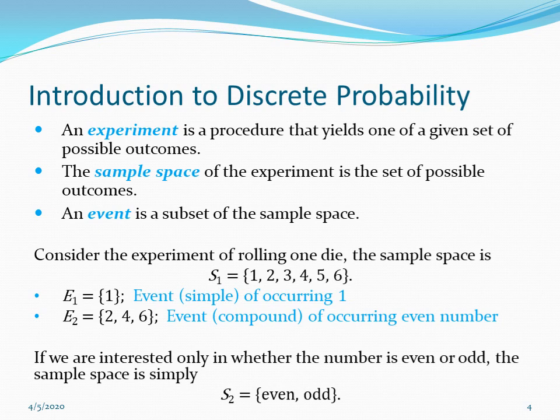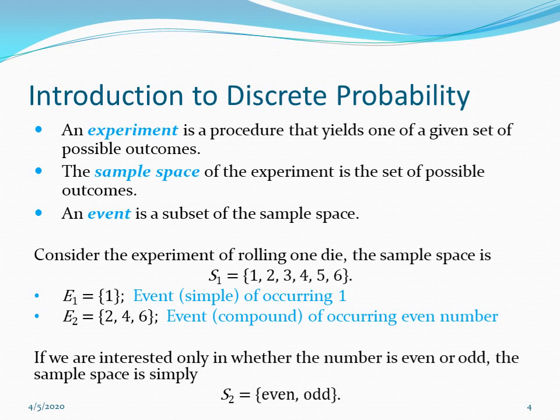An example of an event: E1 equals {1}. Any subset of the sample space is considered to be an event. E1 here is just a set that has the number 1, and it is an event. It's a simple event because there's only one outcome. This event occurs if we roll the die and get 1. That's the event of getting 1 when we roll a die. Again, this is called a simple event because there's only one outcome in that event.